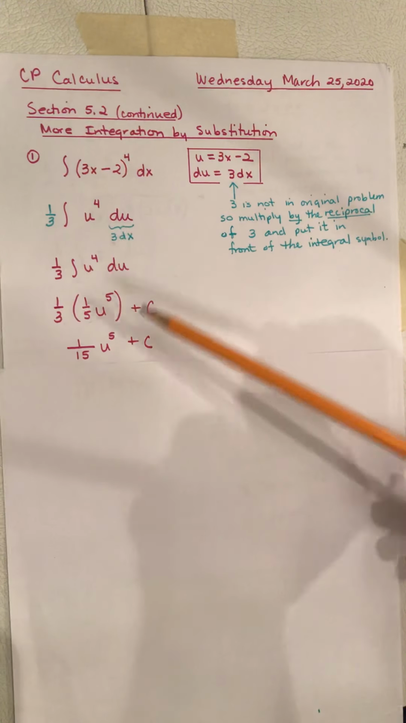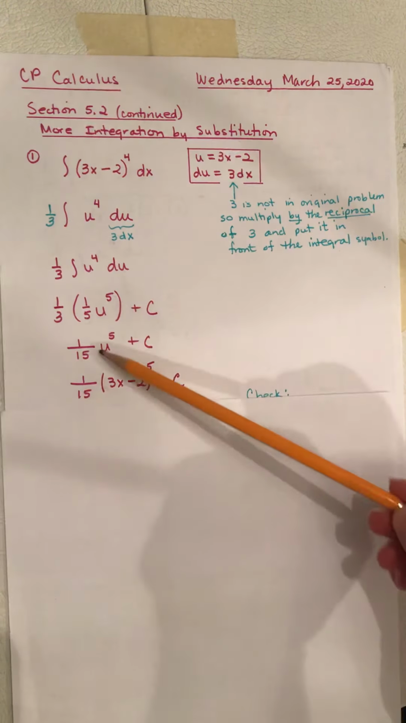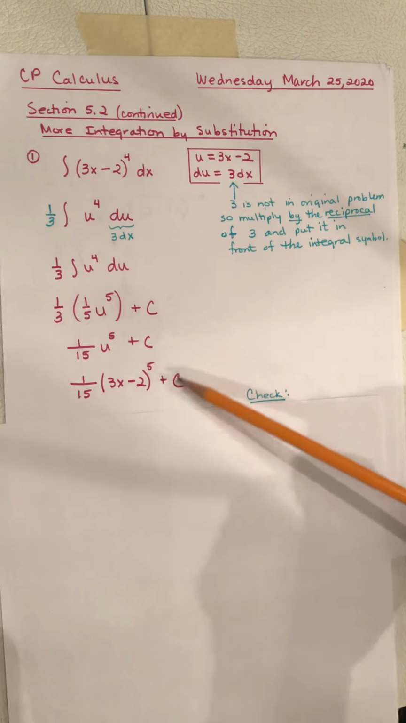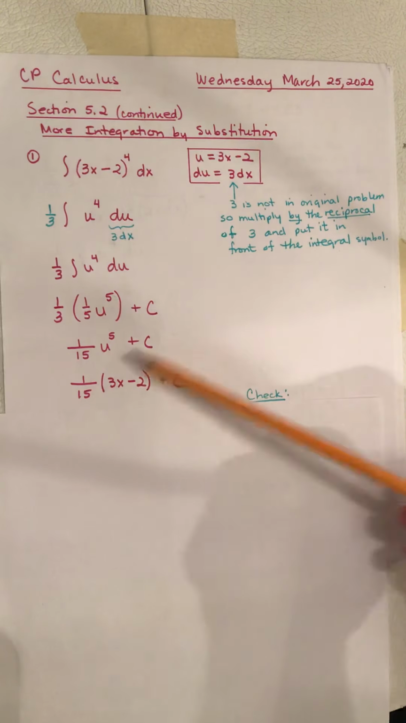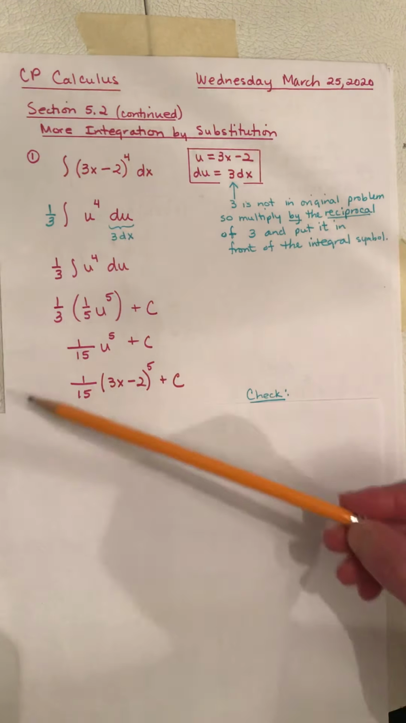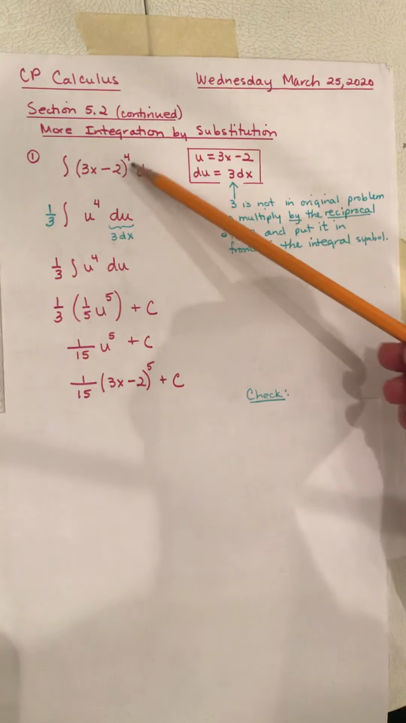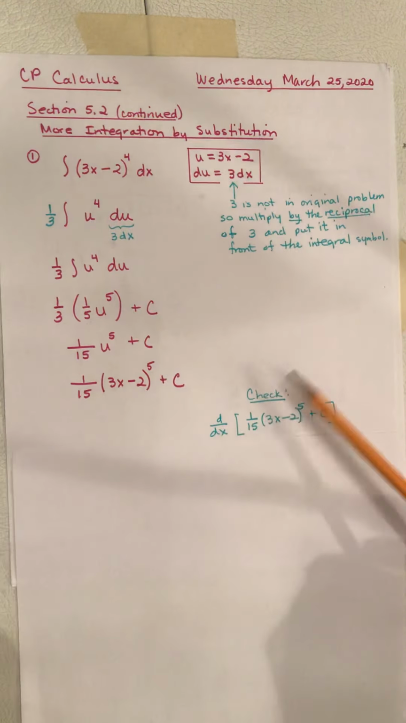And again, we put the x's back in for the u, and we get 1/15 times (3x minus 2) to the 5th power plus c. That's our answer. Now let's check that and show that when we take the derivative of this, we get the original integrand back. So here's the check.